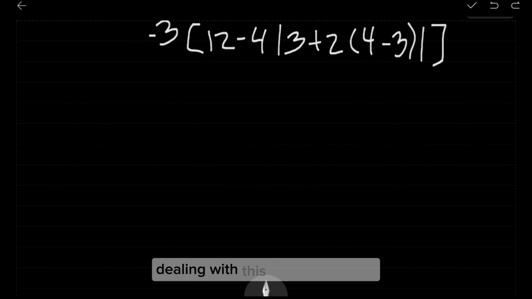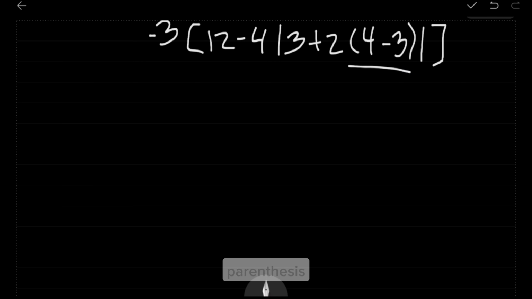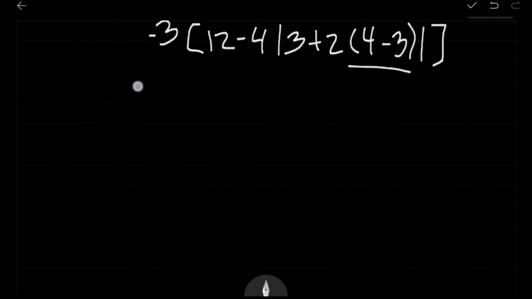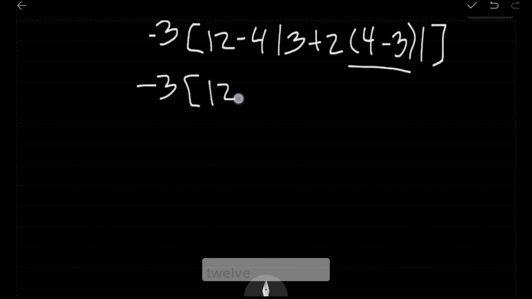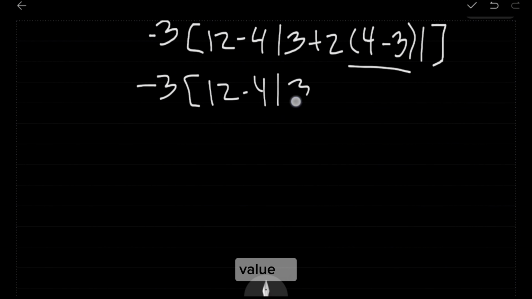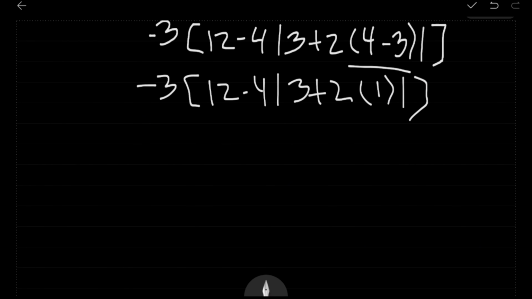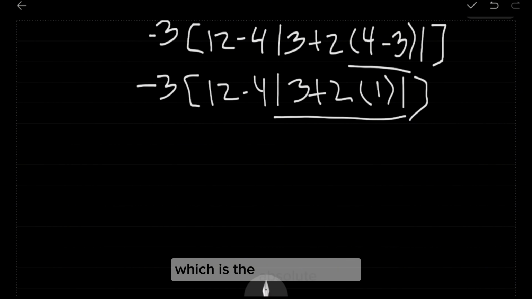When dealing with this kind of problem, we must first evaluate the innermost group. Here the innermost group is this parenthesis, so we will evaluate the parenthesis first. Negative 3, bracket, 12 minus 4, absolute value of 3 plus 2, times the value of 4 minus 3, which is equal to 1, absolute value. Now we have the second group, which is the absolute value.